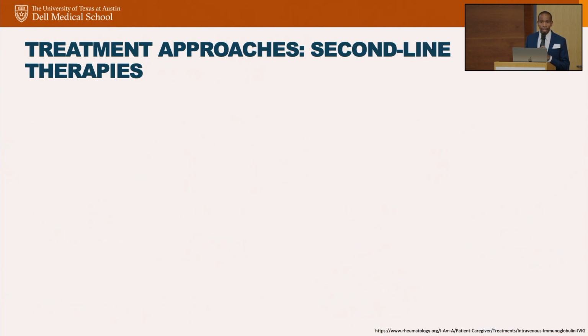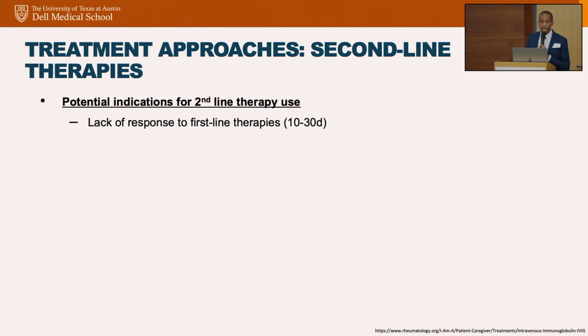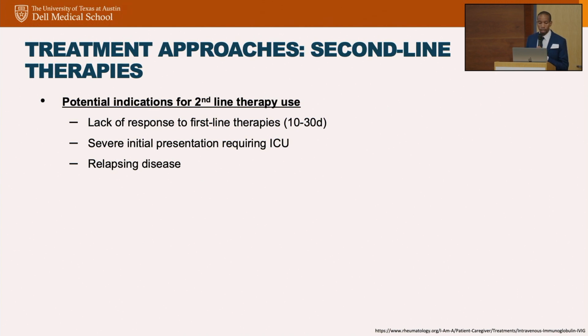Okay. What about second-line therapies? So as far as second-line therapies, I typically start second-line therapies on almost all of my patients with NMDA receptor encephalitis, but the key indications would be lack of response to first-line therapy. So if you're seeing no response within a couple of days after doing steroids or plasmapheresis, severe initial presentation. So if this patient's in the ICU, they're going to get started on a second-line therapy, or if they have relapsing disease. So those are the three main indications where we would start second-line therapies on these children.